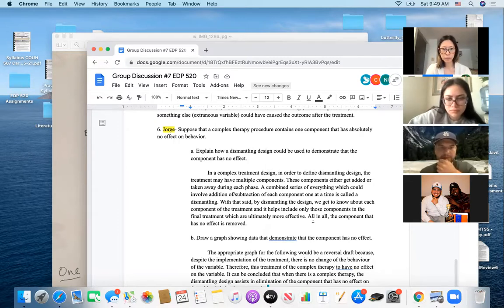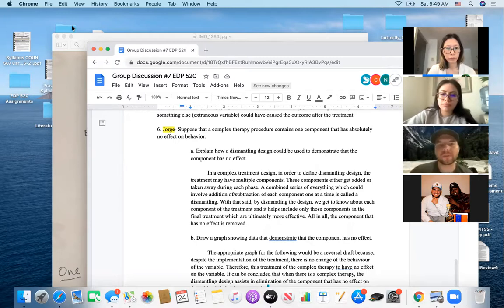It's my turn, correct? Yeah. All right. Where was I? Okay, so my question starts off with, suppose the complex therapy procedure contains one component that has absolutely no effect on behavior. The first part is to explain how a dismantling design could be used to demonstrate that the component has no effect. So I started off with a definition of what it means to dismantle the design.